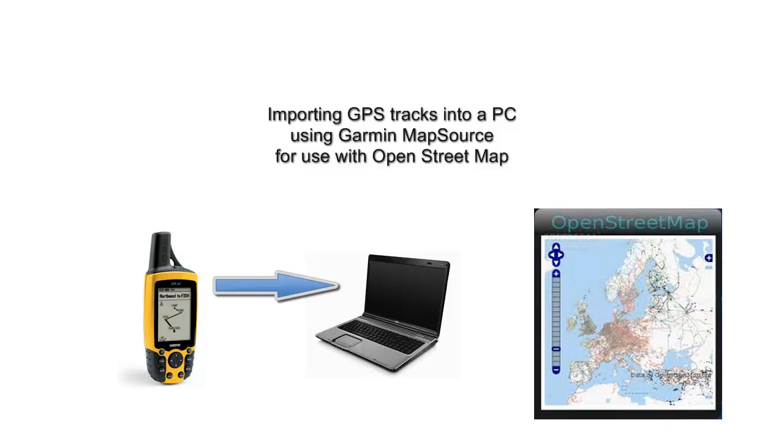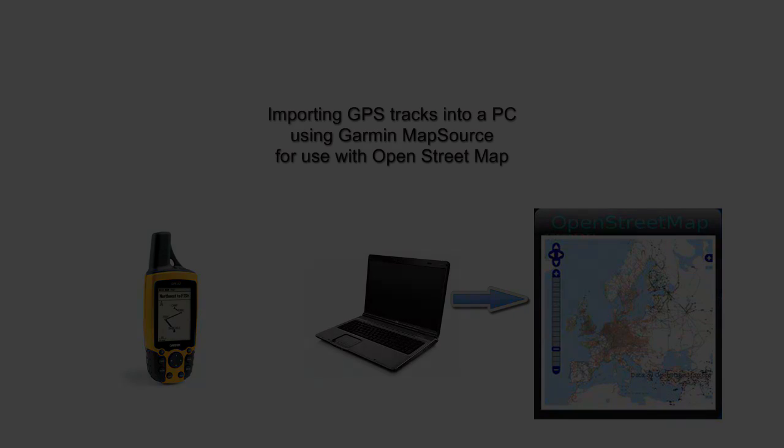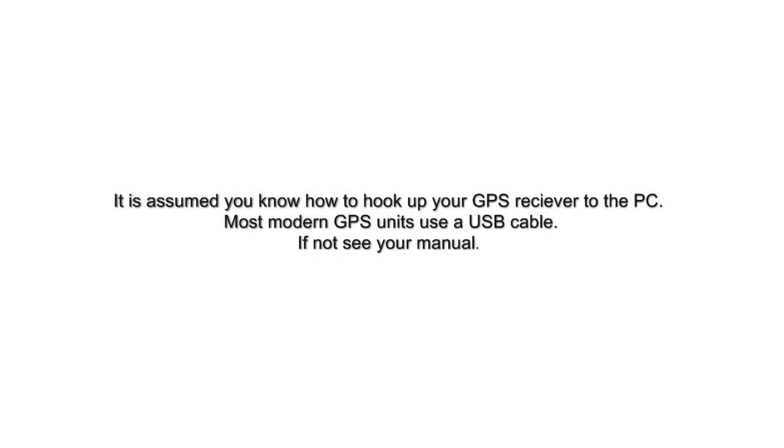Hi, this is a tutorial on how to import GPS files onto your PC, do some basic editing, and then export in a format necessary for OpenStreetMap. I'm going to assume you have Garmin's MapSource program installed and know how to hook up your GPS unit using most likely a USB cable. If not, see your manual.